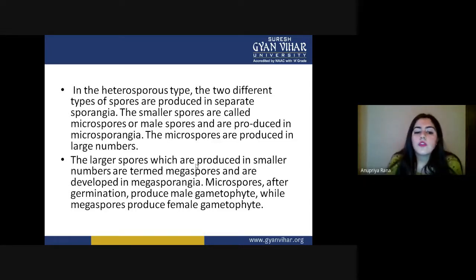So, microspore after germination produces a male gametophyte. When germination happens in the microspore, it produces a male plant. Okay, male gametophyte, not plant, sorry. When germination happens in the megaspore, it produces a female gametophyte. So I think the condition is clear about the heterosporous life cycle, megaspore and microspore. Microspores develop in the microsporangium, megaspores develop in the megasporangium. Mega means female, micro means male. Male is small, female is large.